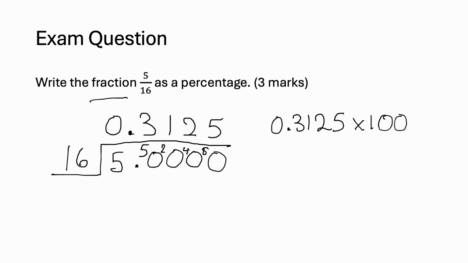So when we want to times by 100, we are moving the decimal place 2 times because we've got 2 zeros. So 1 and then 2. So our decimal place is here. So we get an answer of 31.25%.